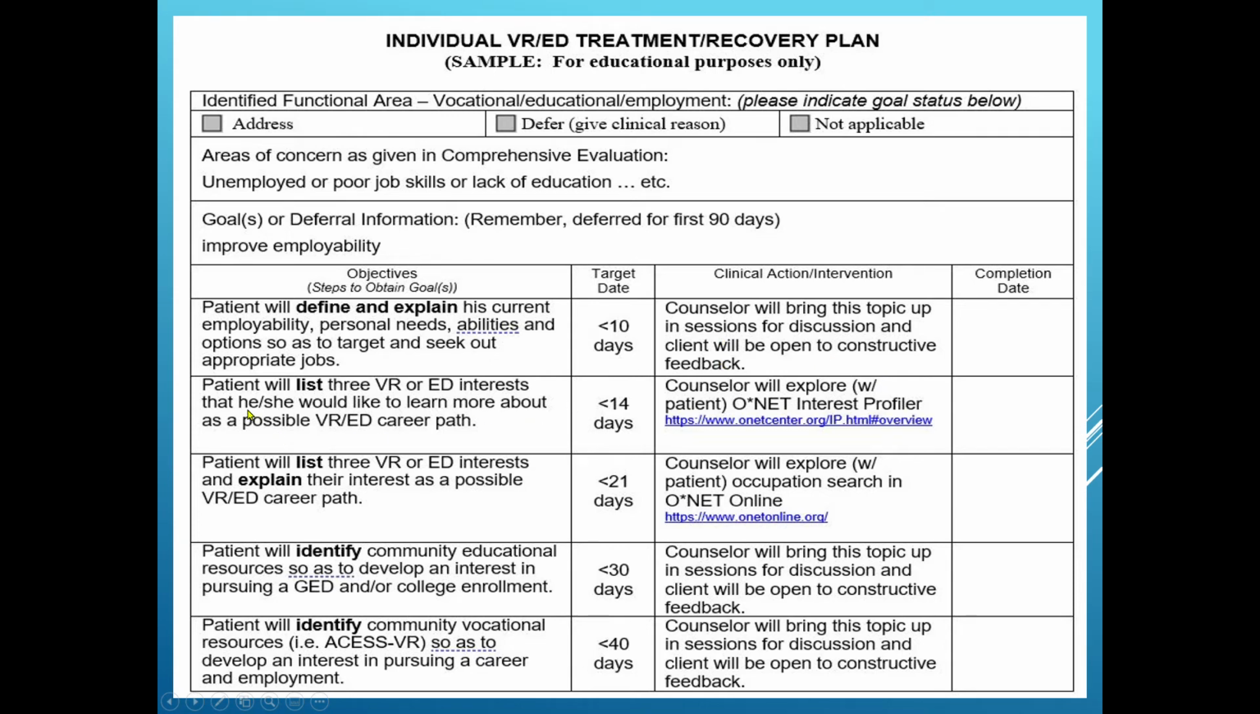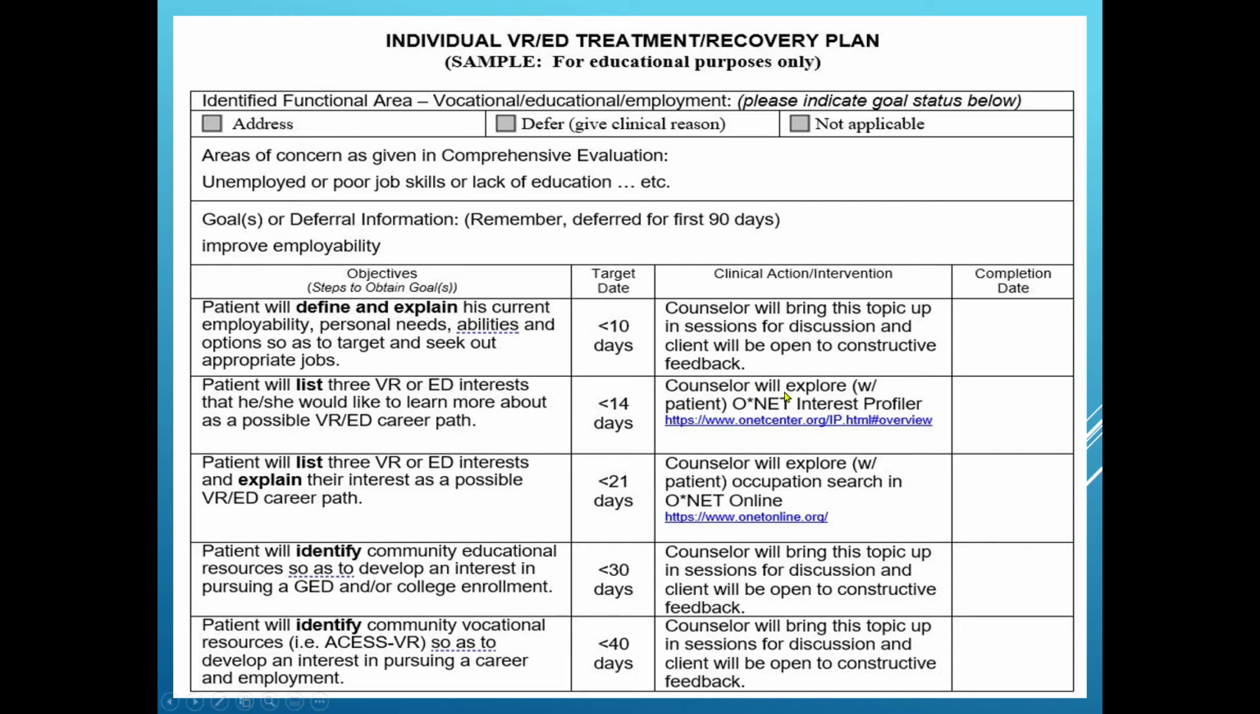This one here, patient will list 3 vocational or educational, whichever one it is. Patient will list vocational educational interests that he or she would like to learn more about as a possible VRED career path. So we're going to ask them, well, what have you wanted to do? What would you like to do? What's your dream job?